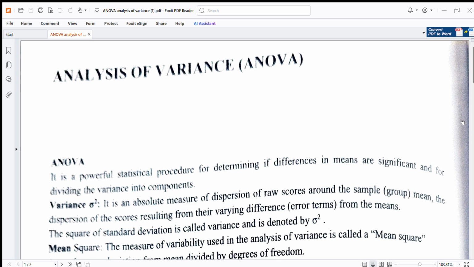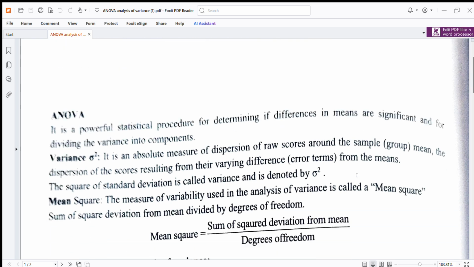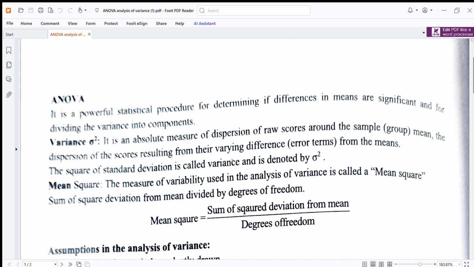Analysis of variance, ANOVA. ANOVA is a powerful statistical procedure for determining if differences in means are significant and for dividing the variance into its components. Variance, sigma squared, is an absolute measure of dispersion of raw scores around the sample group means, the dispersion of the scores resulting from their varying differences from the means.